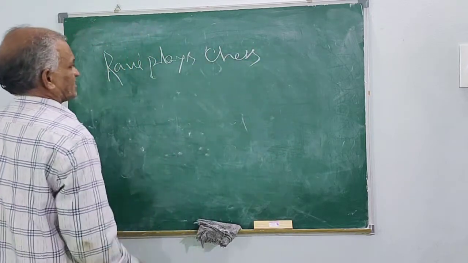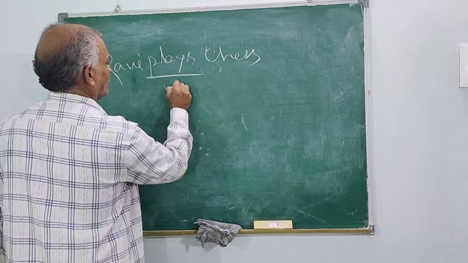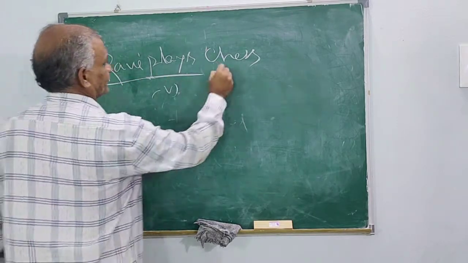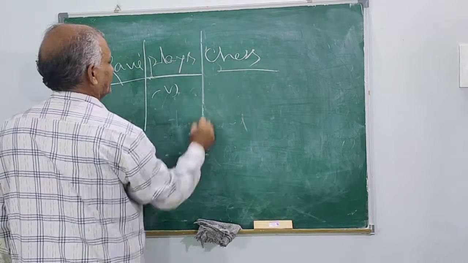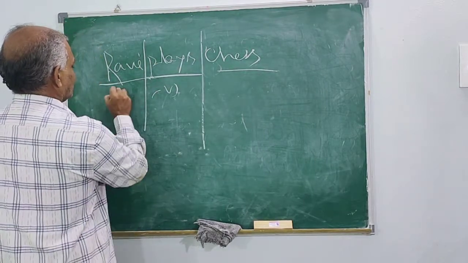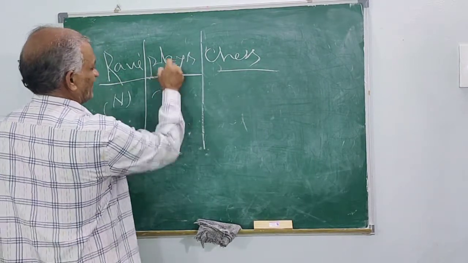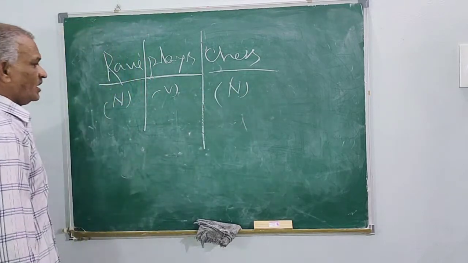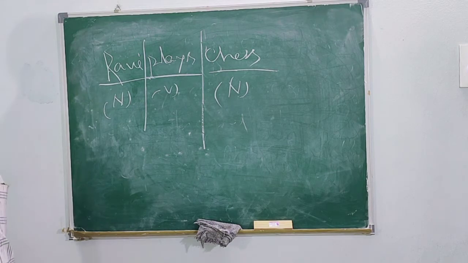Ravi plays chess. For deep discussion, if I divide like this, this will be a noun. Ravi plays what? Chess. Will this be clear? Noun, verb, and clear? Fine.